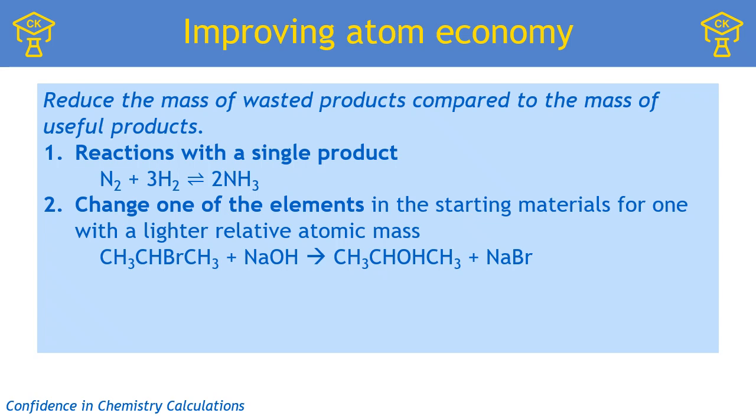We could choose to use lithium hydroxide instead of sodium hydroxide. That would improve it to 41%. Or we could use chlorine in our organic molecule instead of bromine, and that would improve atom economy to 51%, because instead of producing sodium bromide, producing sodium chloride, and chlorine is a lighter atom.